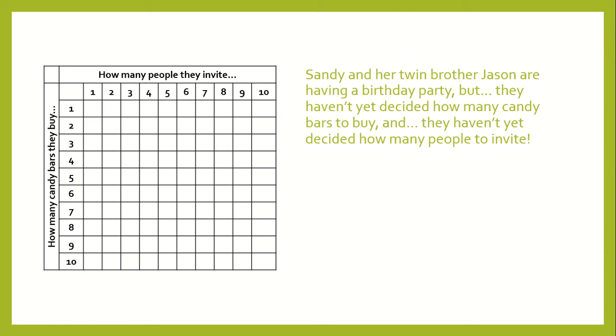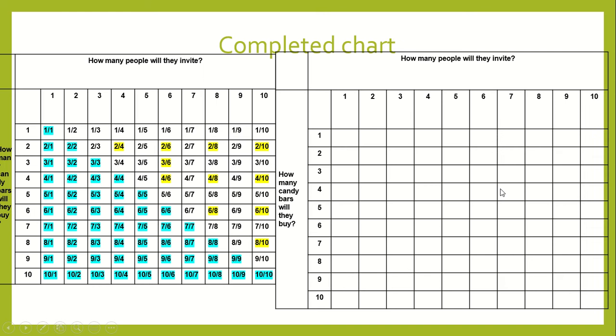So again, Sandy and her twin brother Jason are having a birthday party, but they haven't decided how many candy bars to buy, and they haven't decided how many people to invite. So here on the left would be your completed chart from assignment 1. So I've gone ahead and highlighted in blue all of the improper fractions that need to be changed into either whole numbers if they work out that way, or mixed numbers. And I've highlighted in yellow all of the fractions that need to be simplified.